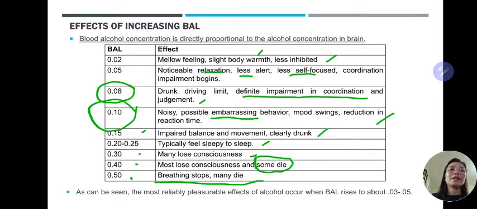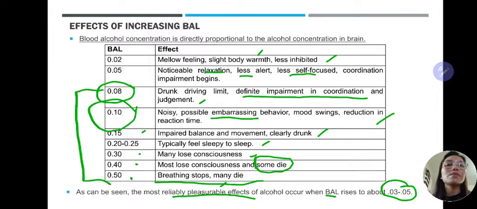So, depending on this table, makikita natin na ang most reliably pleasurable effect ng alcohol ay kapag ang BAL natin is from 0.03 to 0.05 only. Pleasurable pa siya yung effect niya. But, kapag lumagpas na siya dito sa mga levels na to, nagiging deadly na and parang nagkakaroon na ng irresponsible behavior. Dangerous na yung nagiging effect. Okay?